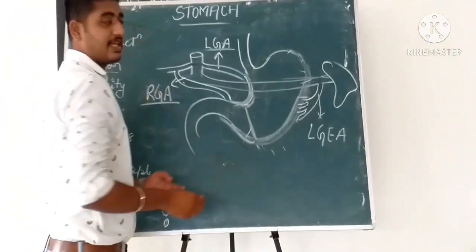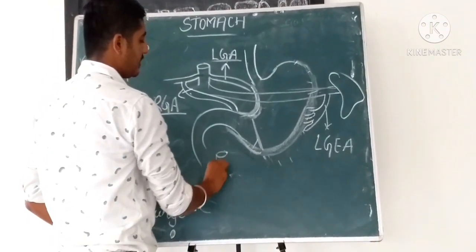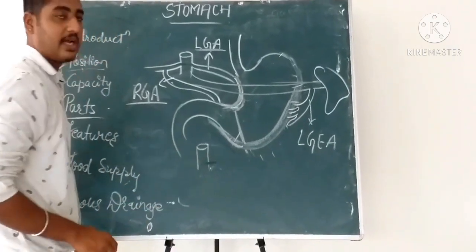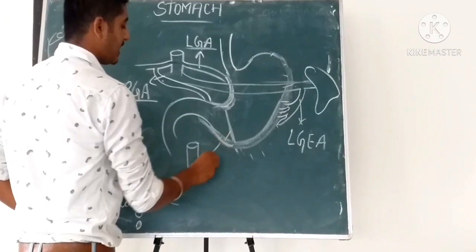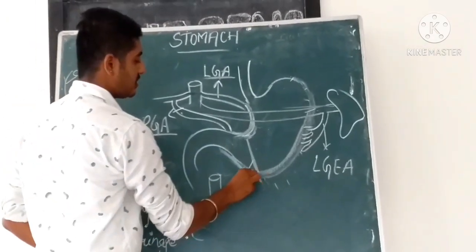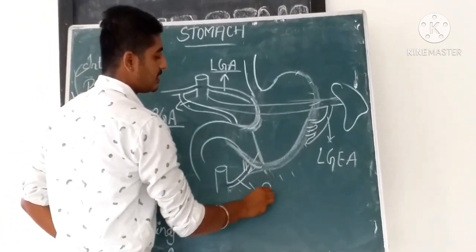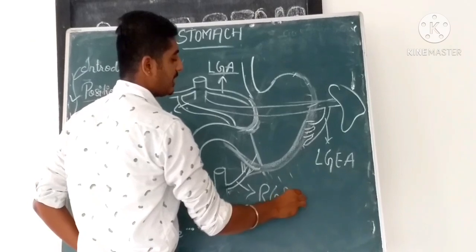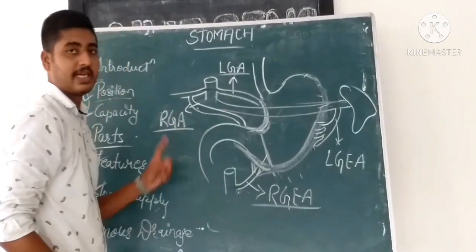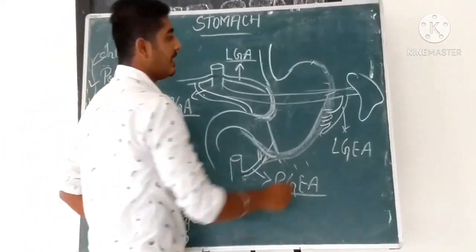Now we will see regarding the right gastroepiploic artery. So we have the duodenal artery here. Okay. So a branch of the duodenal artery is going to supply the greater curvature. Okay, into the small branches. So this is called the right gastroepiploic artery. Okay.